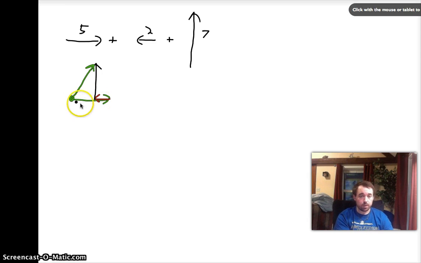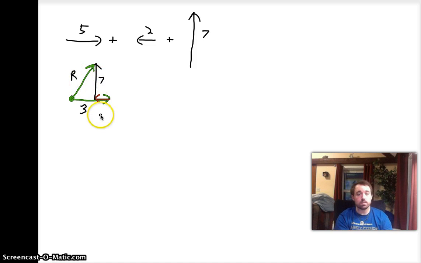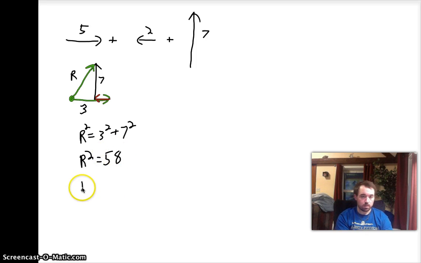So, in this case, we went out 5, came back 2. We know that that side is going to be length of 3. This top part, we have only the length of 7, so our resultant is going to be 3 squared plus 7 squared is r squared. So r squared is 9 plus 49, so r squared is 58. And that leaves r being 7.6.